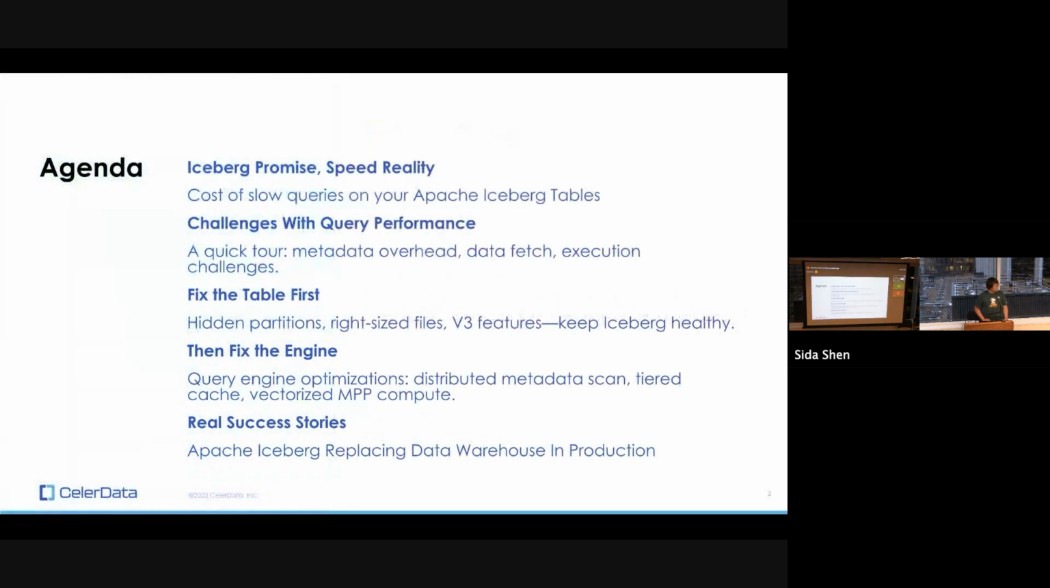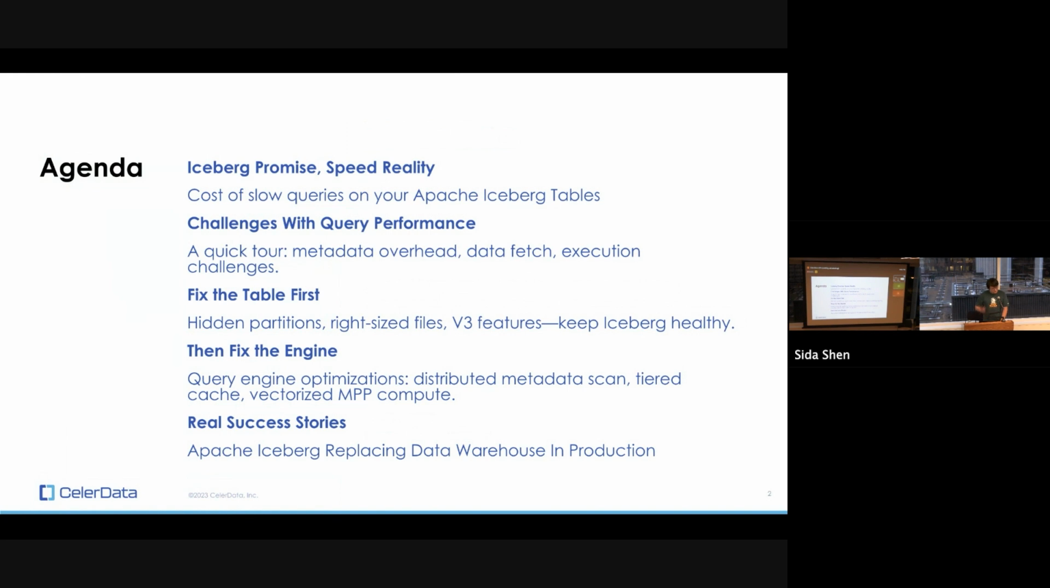So first, let's go over the agenda. First, we're going to talk about the original Iceberg promise, and why slow query is not only going to make a bad user experience, but it's also going to break the original Iceberg promise, which is better data governance. Then we're going to talk about challenges with good query performance on top of Apache Iceberg. Basically, all of the crazy bottlenecks we've run into in the past 3 years, working with some of the biggest Iceberg deployments in the world.